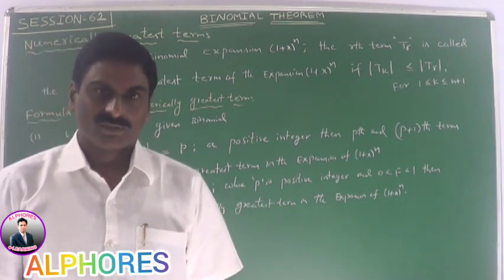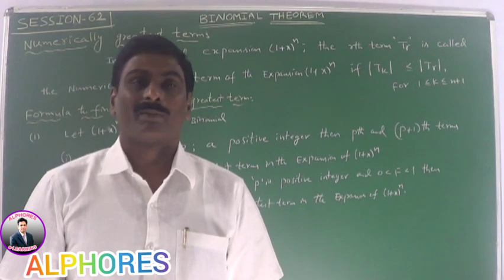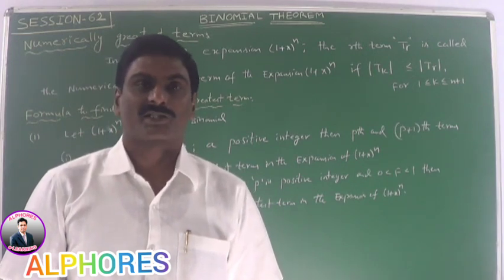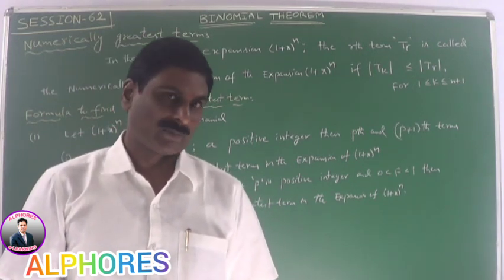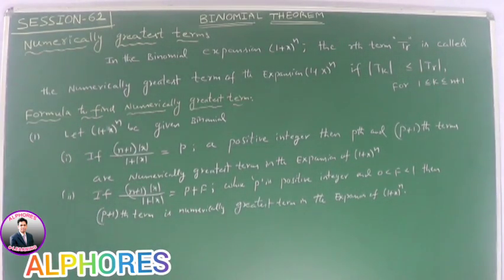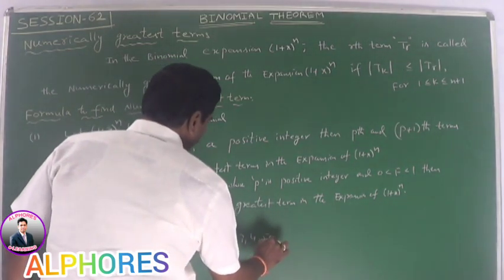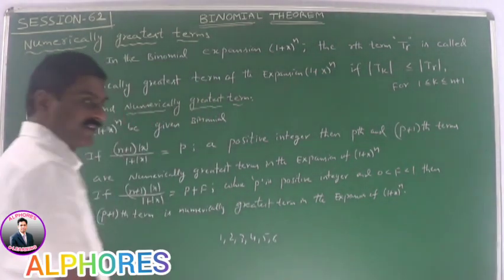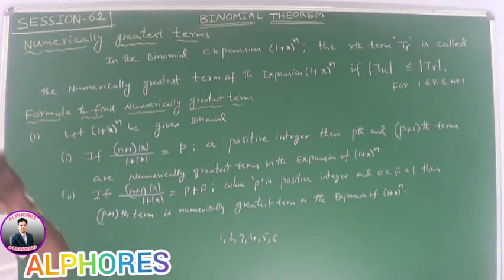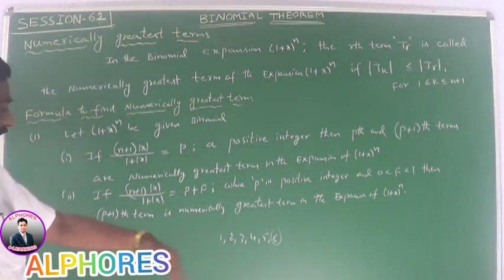In this session, let us discuss the numerically greatest term in the binomial expansion. First, observe these values. Suppose 1, 2, 3, 4, 5, 6 are the given terms. Out of which is the greatest value? By observation, 6 is the greatest term out of these values.